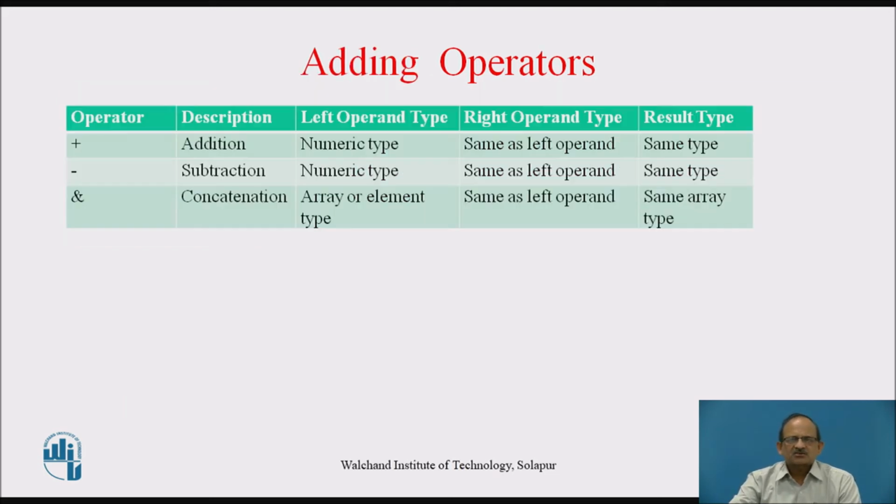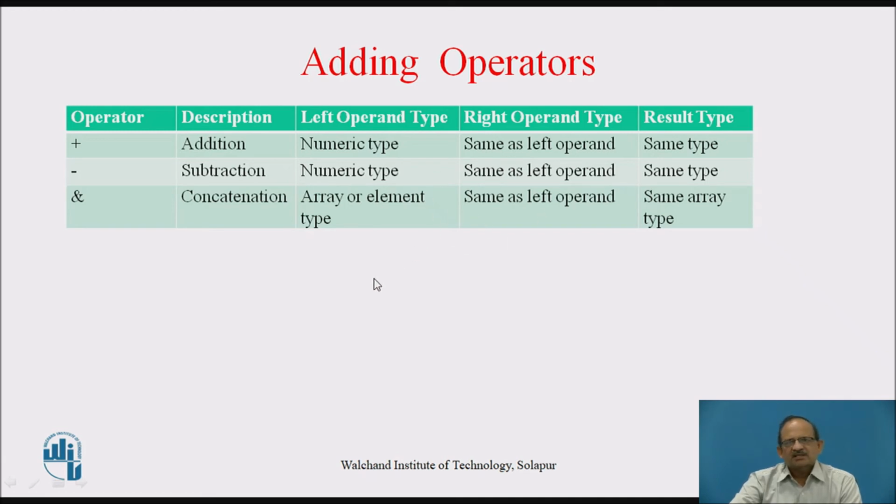Now the next class of operators is adding operators. These are the operators which operate on a left operand that may be a numeric data type, and of course the right must also be the same as this. The answer will also be numeric type. In case of concatenation, the left operand may be an array or an element type, and it will be the same as this, and the same as the two operands.